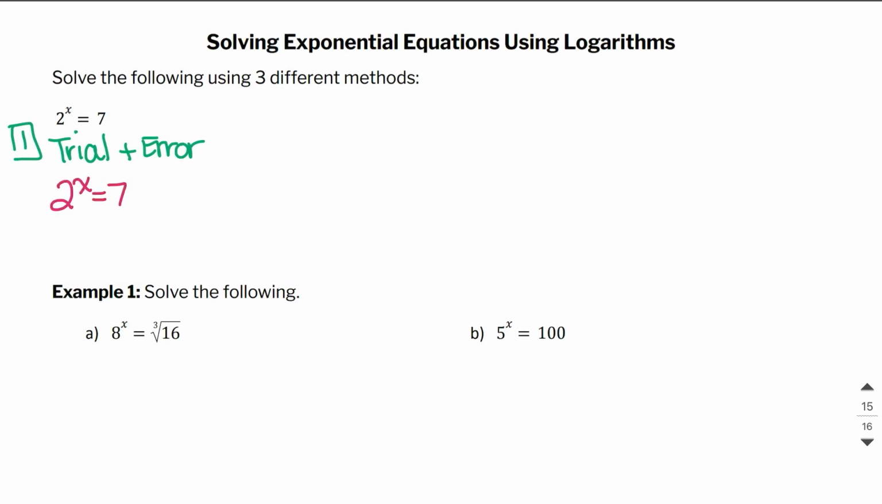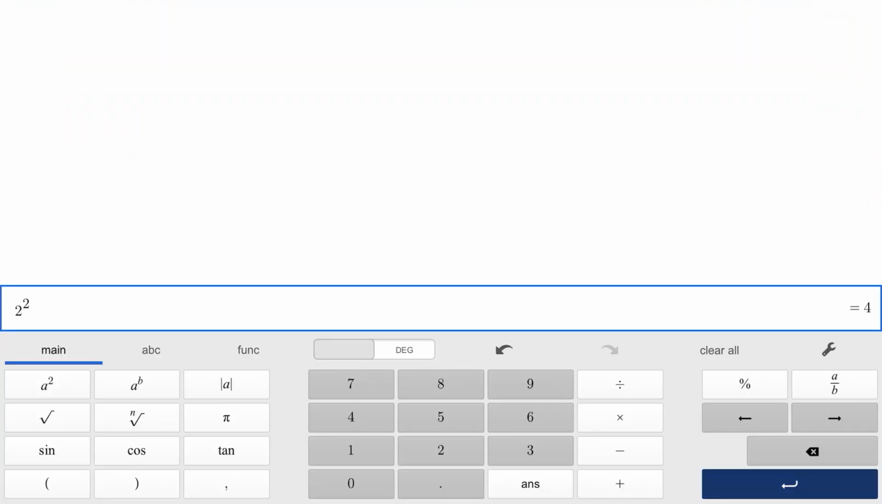Okay, so 2 to the power of x equals 7. I'm going to go to my calculator and guess and check until I get values that work. I already know that 2 squared is 4, and 2 cubed is 8. Because I'm trying to get a number equal to 7, I know my answer is going to be somewhere in between 2 and 3.